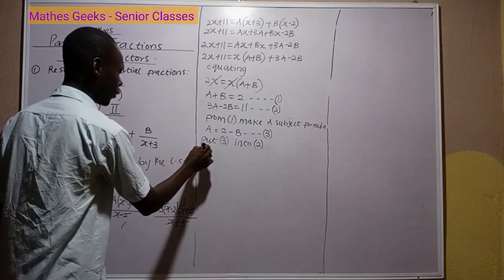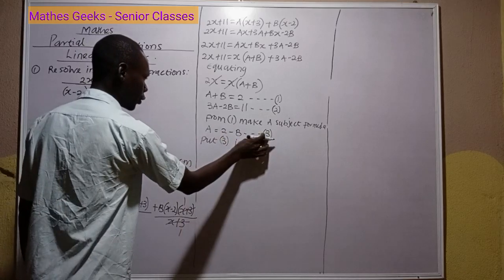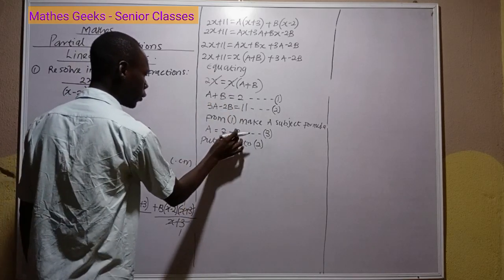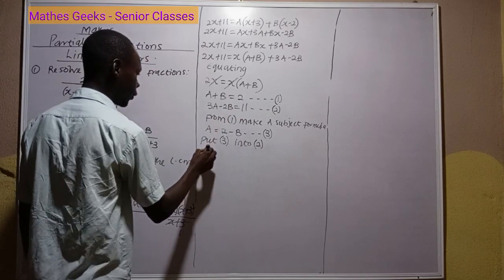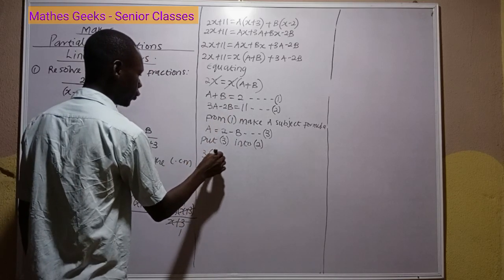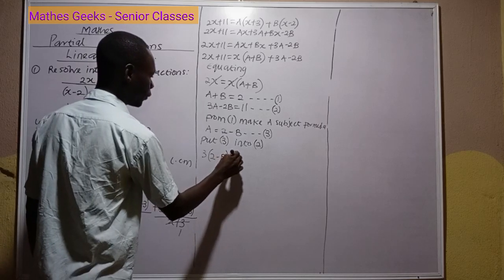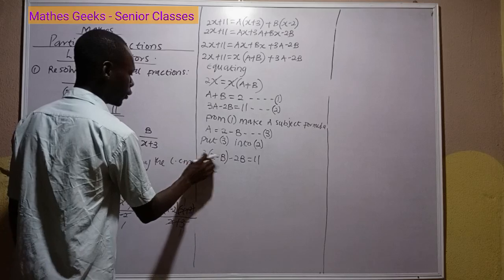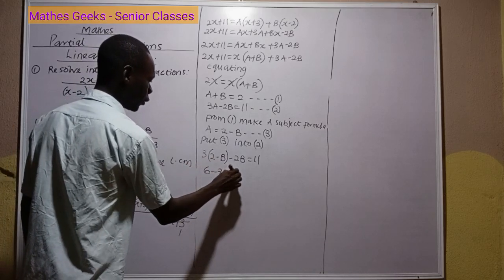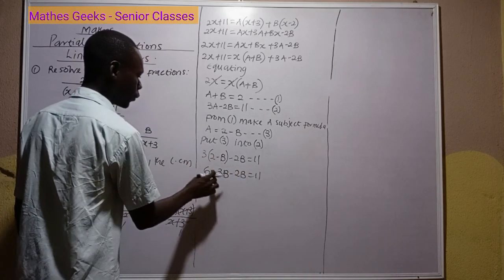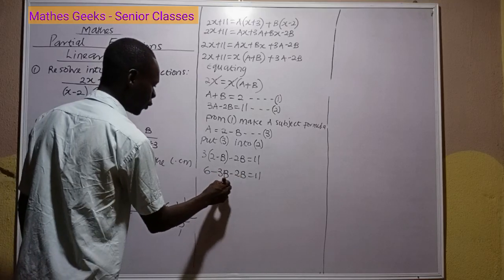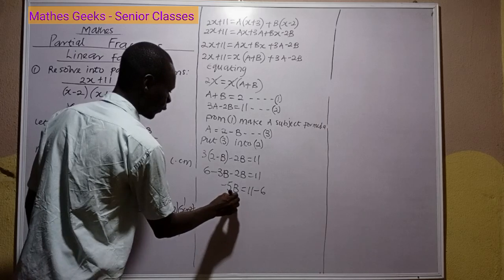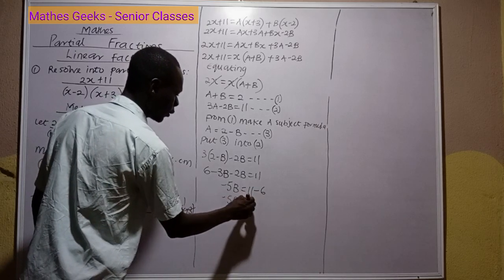When we say put equation 3 into 2, in equation 2, where we have a, we put all of this value in place of a. So 3 times (2 minus b), minus 2b, is equal to 11. So 3 times 2 is 6. 3 times minus b is minus 3b, minus 2b is equal to 11. So we'll collect like terms. Minus 3b minus 2b gives minus 5b. 11 minus 6, so minus 5b is equal to 11 minus 6, which is 5.